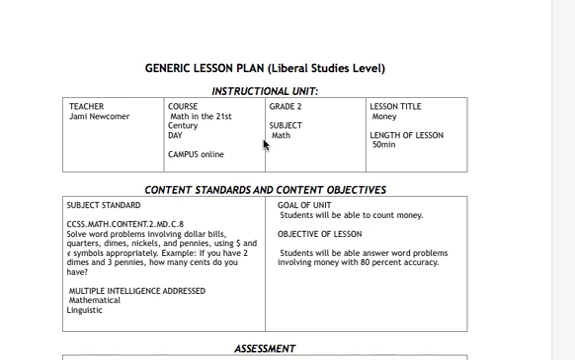So the standard for this lesson is for grade 2. It's to solve word problems involving dollar bills, quarters, dimes, nickels, and pennies, using dollar and cent symbols appropriately. The goal of the unit this would be in is that students will be able to count money, and the objective of the lesson is that students will be able to answer word problems involving money with 80% accuracy. The multiple intelligences addressed are mathematics and linguistics.